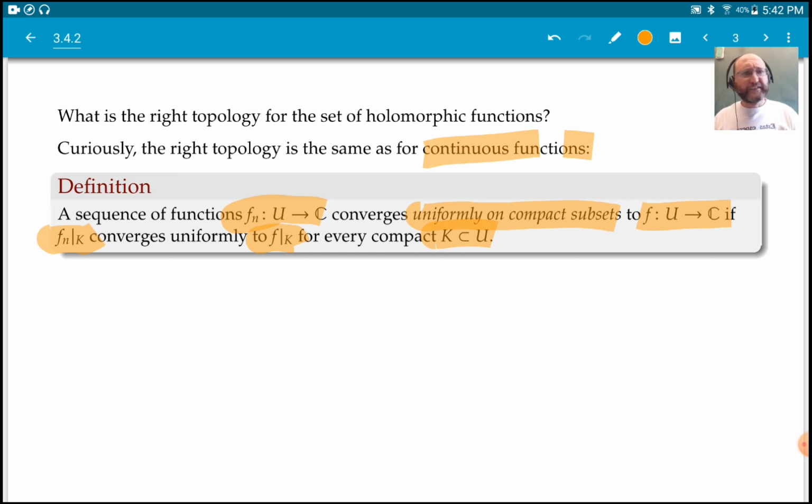This is slightly more general than uniform convergence, and if U is a subset of the complex plane, you can exhaust it by compact sets on which you can then have uniform convergence. Basically, U is locally compact, right? Every point has a compact neighborhood, so we really get uniform convergence in every neighborhood.